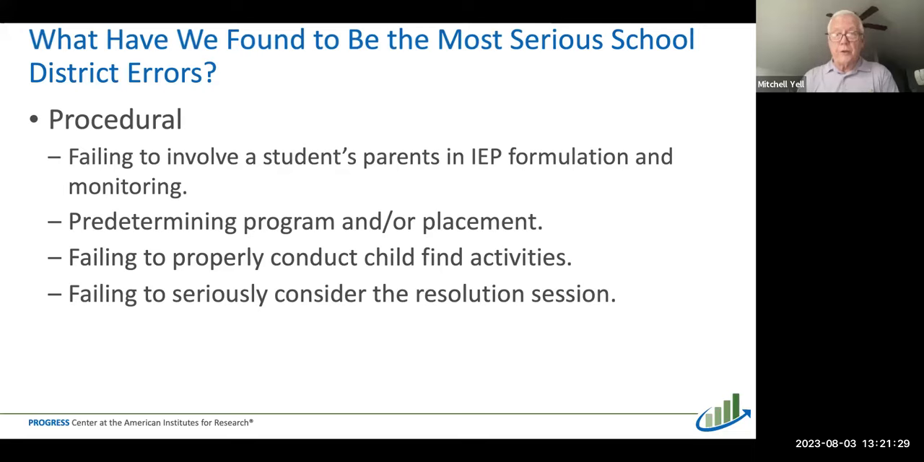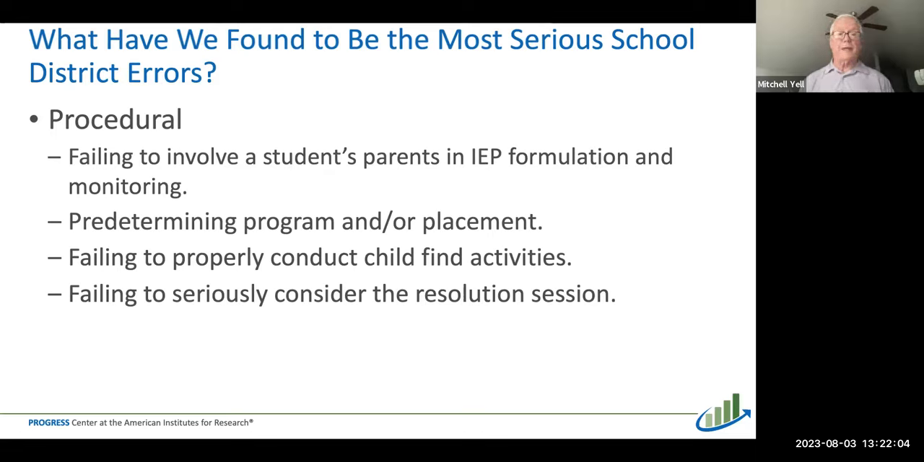The first error is failing to involve a student's parents in the IEP formulation and monitoring. In fact, many people would say it is the essential procedural safeguard of the IDEA that a student's parents must be involved in not only developing the IEP, but in monitoring the IEP. Recall that we have to be reporting to a student's parents on their progress. That is monitoring. So that's a very crucial error.